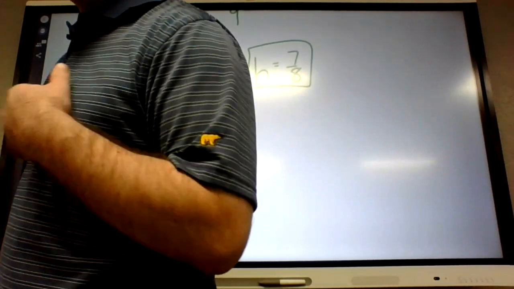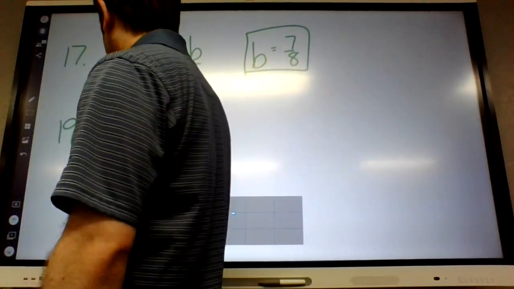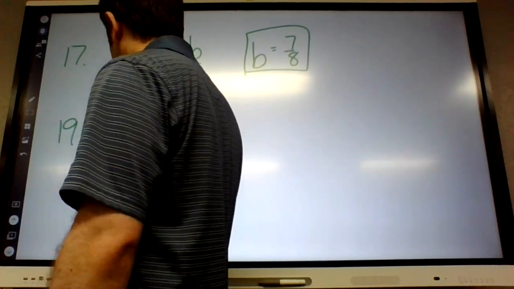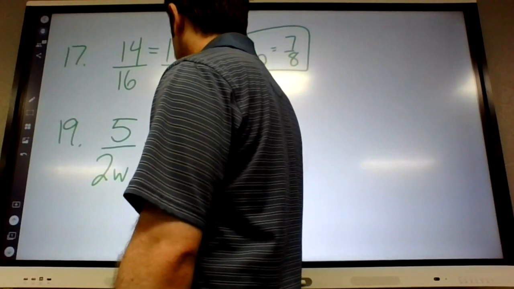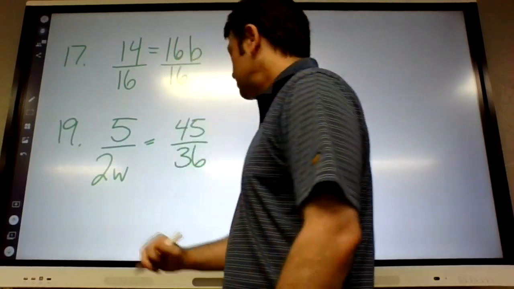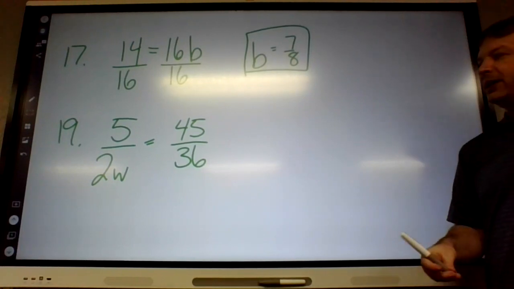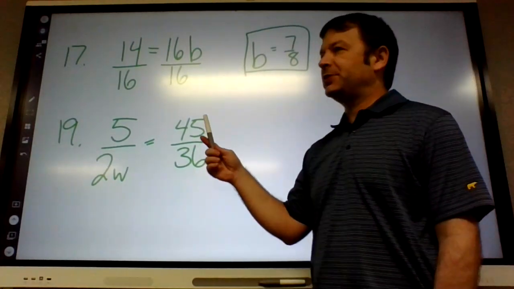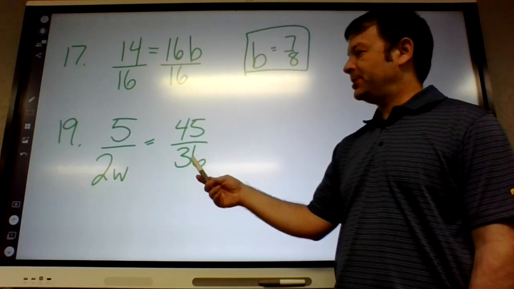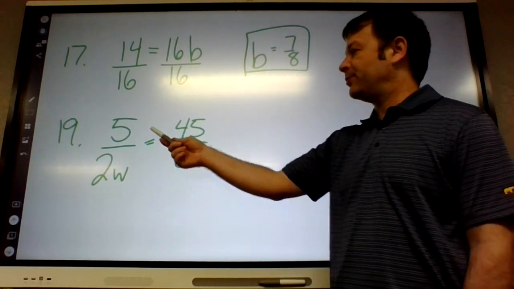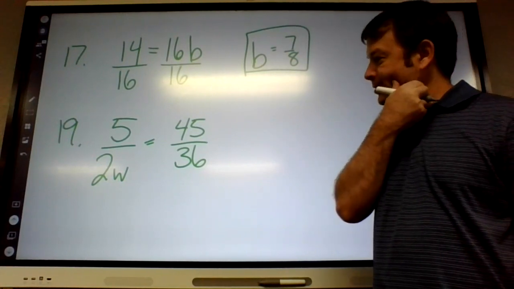All right, number 19. Okay, we're in the B section. So I haven't really talked about all these yet. Maybe we can figure it out. On 19, you don't have to notice this, but this fraction on the right does reduce. You could reduce that before you cross multiply, but you don't have to. It should work either way.